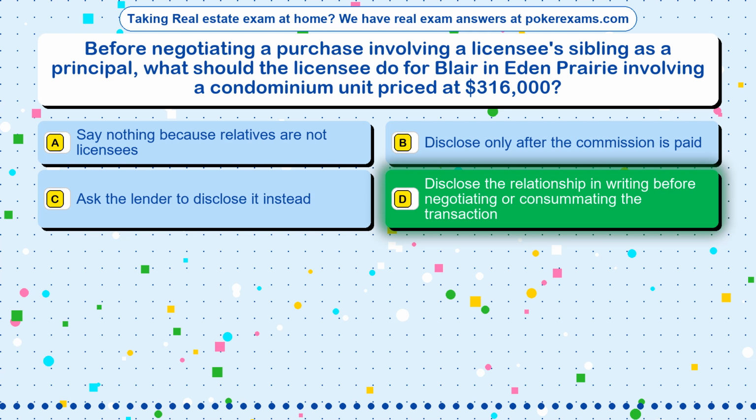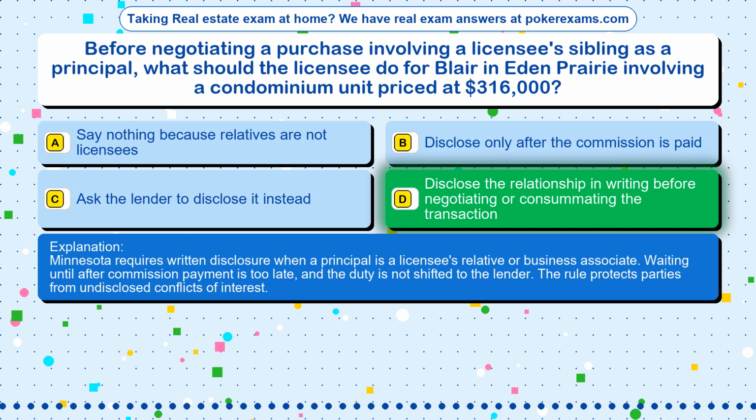The correct answer is option D. Disclose the relationship in writing before negotiating or consummating the transaction. Minnesota requires written disclosure when a principal is a licensee's relative or business associate. Waiting until after commission payment is too late, and the duty is not shifted to the lender. The rule protects parties from undisclosed conflicts of interest.